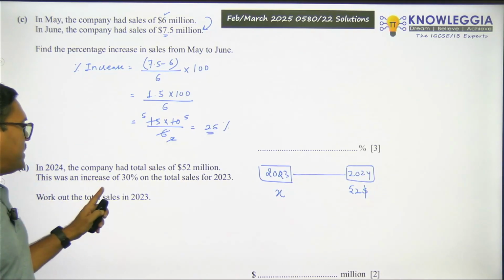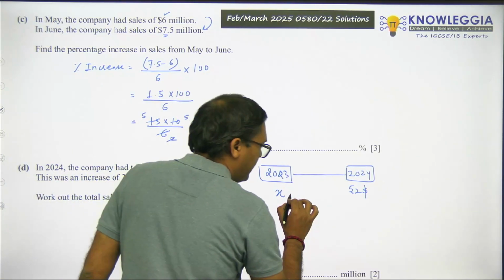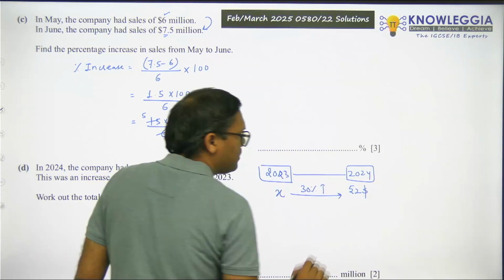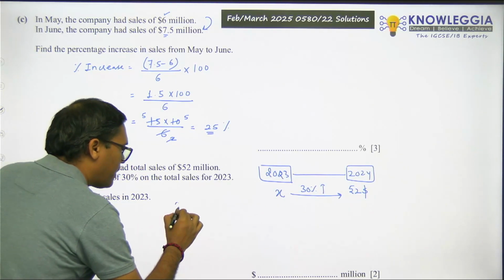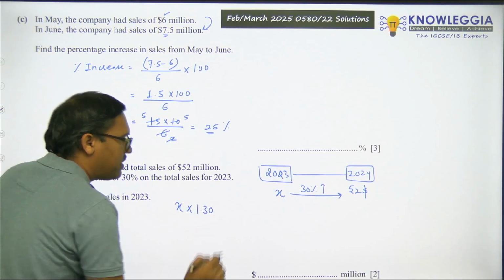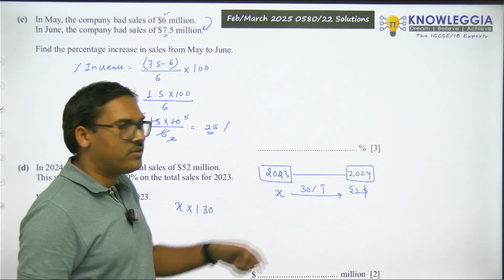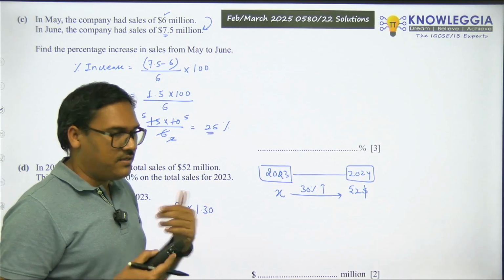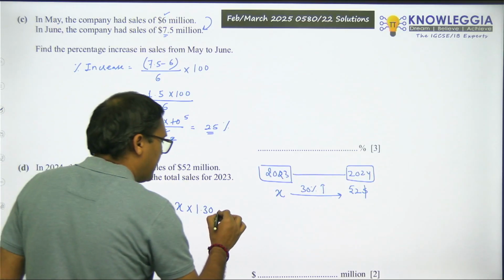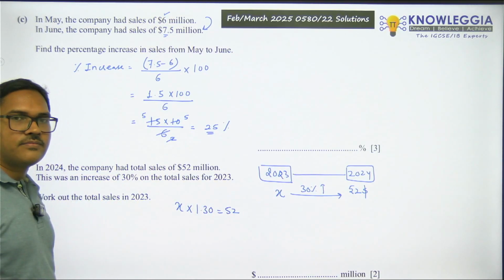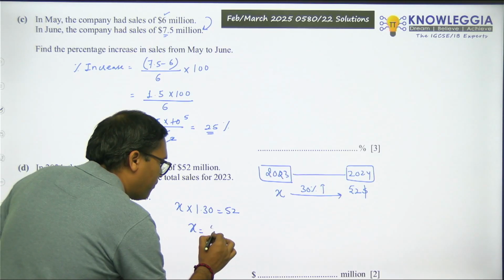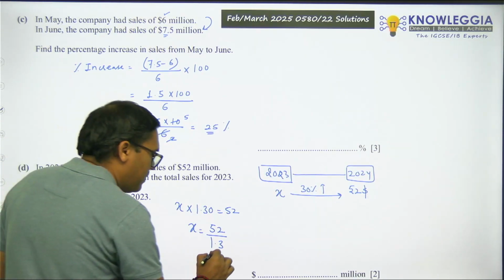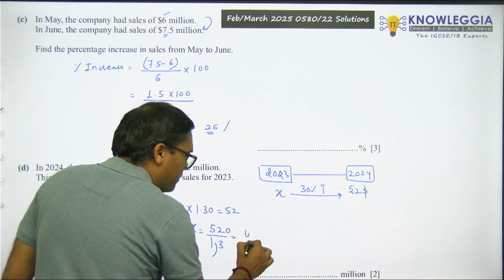Now the question is, this was an increase of 30%. So this is X has increased by 30%. Now what is 30% increase? I can say this is X into 1.30. Multiplier. Multiplier for 30% is 30 by 100, and this is 0.3, and 1 plus 0.3 is 1.3. That is the multiplier. So this is increased and this has become $52 million. So what is X? X is equal to 52 divided by 1.3. So just cancel this 0. So this is, you can see, this is $40.